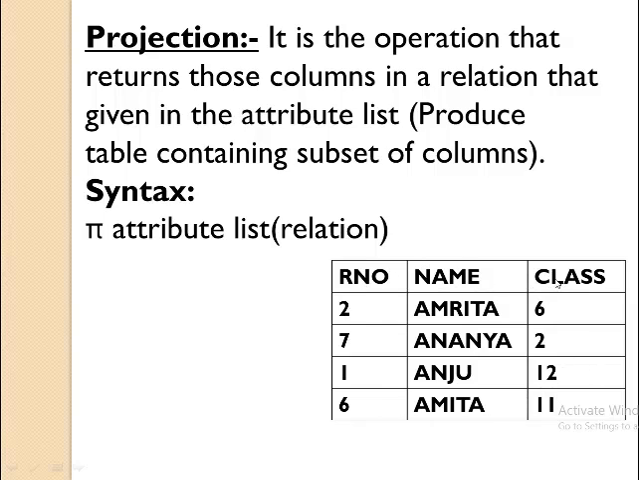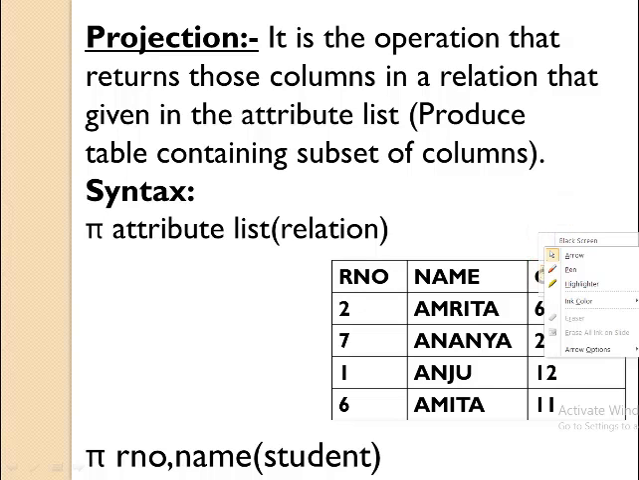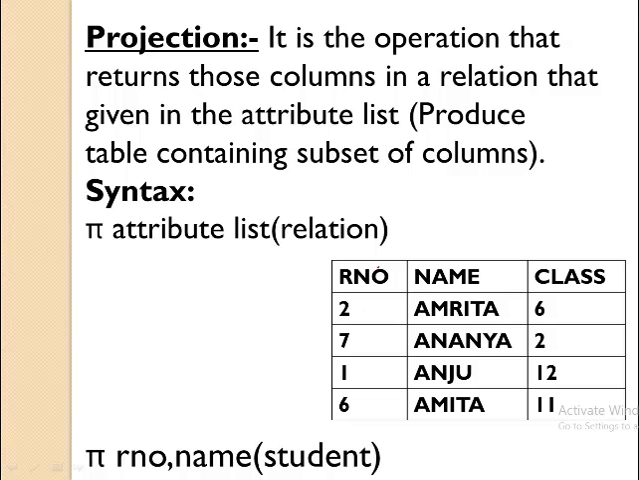So if this is the table student and you want to display roll number and name, then you will write pi RNO, name student. So pi is the symbol for projection, RNO, name are the names of the attributes, and the table name is student. So only this much part will be displayed.